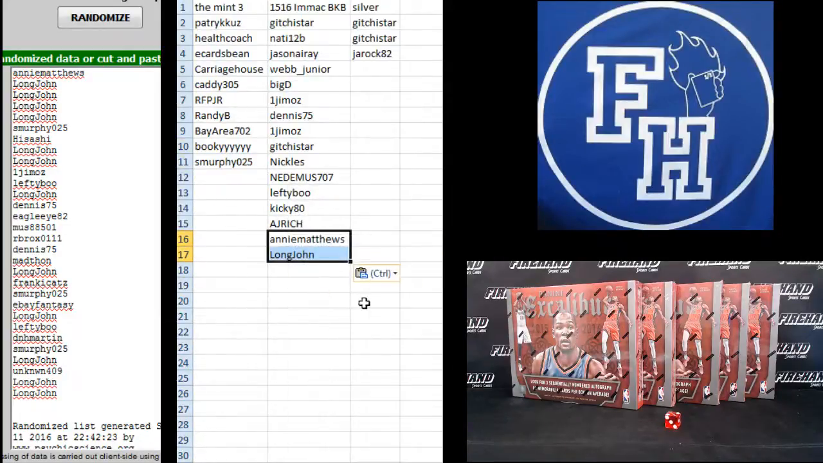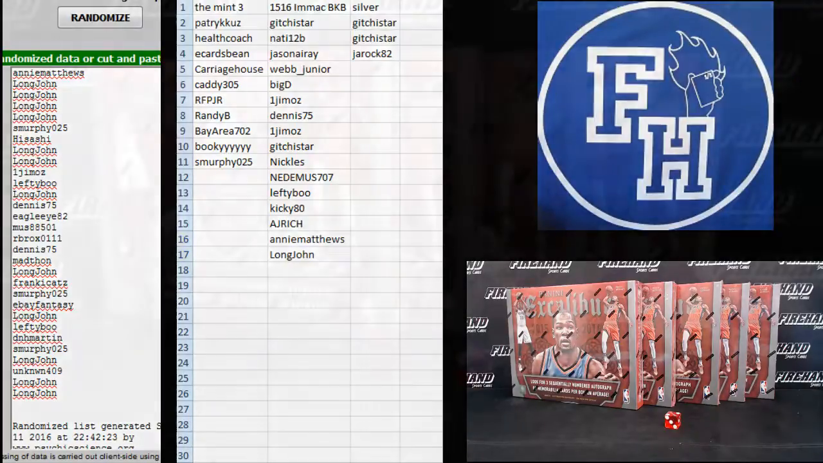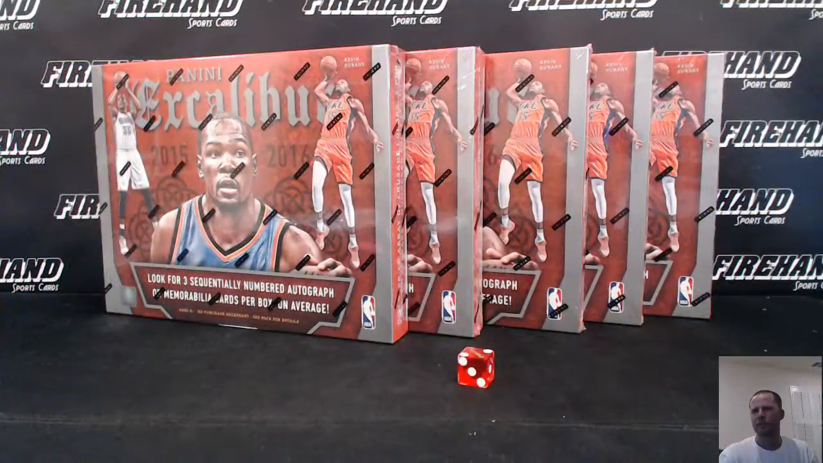Immaculate now at 16 spots. Only 14 left to get into the Immaculate break. All right, guys, we'll break Excalibur in a couple minutes. Work on any possible trades.